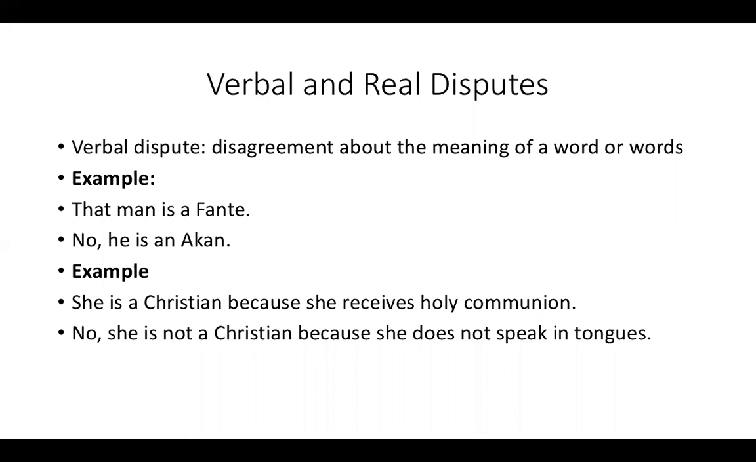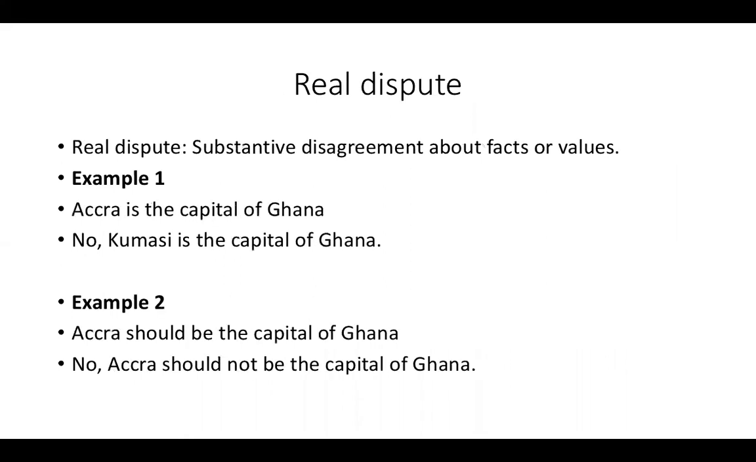Now let's contrast it to what we regard as real disagreements. For real disagreements, we say a real dispute is a substantive disagreement about facts or values. So real disagreements are also called substantive disagreements, or substantive disputes. They are usually about facts or values. Example 1 is about facts.